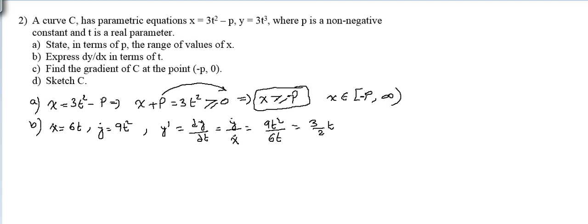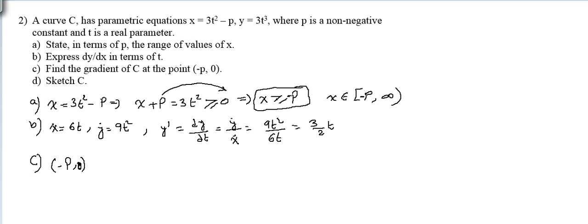Part C, find the gradient of C at the point minus p, 0. What's the meaning of minus p, 0? If we put instead of x minus p, this is the abscissa and this is the ordinate. This gives me t equals 0.